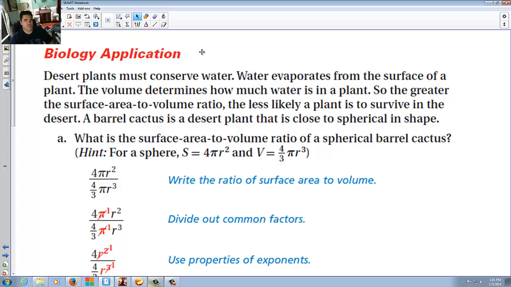Biology application. Desert plants must conserve water. Water evaporates from the surface of the plant. The volume determines how much water is in a plant. So the greater the surface area to volume ratio, the less likely a plant is to survive in the desert. A barrel cactus is a desert plant that is close to spherical in shape. What's the surface area to volume ratio of a spherical barrel cactus? For a sphere, S equals 4 pi r squared and V equals 4/3 pi r cubed.